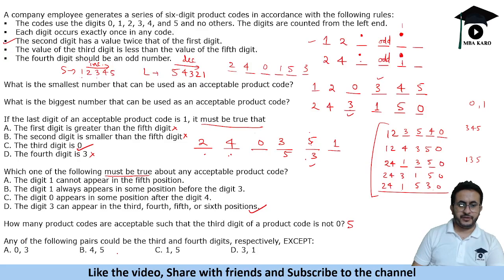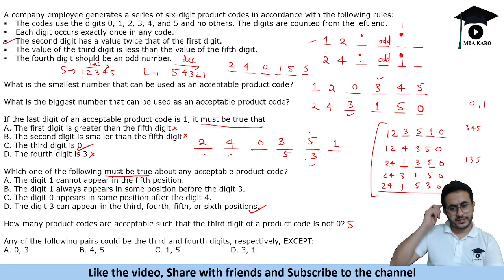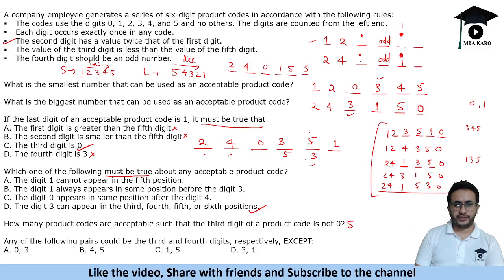Last one: any of the following pairs could be the 3rd and 4th digits respectively except. So we need to tell which of the following cannot be the 3rd and 4th digits. Again, we'll have to make some cases. So the condition is that the 3rd and 4th digits could be there. Which of the following cannot be the 3rd and 4th digits? So the 4th digit is an odd number. So that is fine.